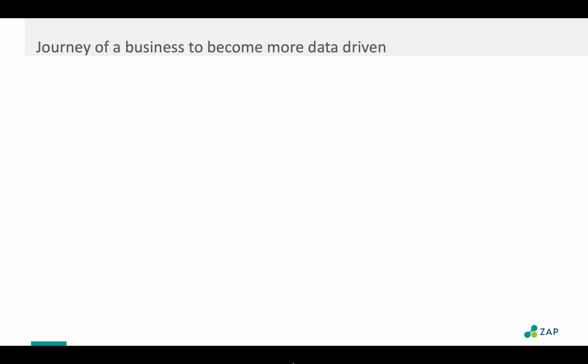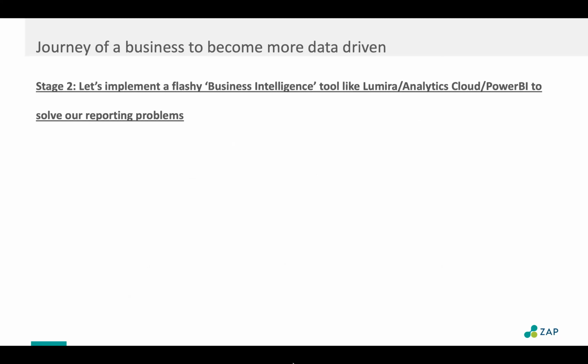So stage 2 is, let's implement a flashy BI tool. This is a business intelligence tool. And I'll put some options out there. Lumira, Analytics Cloud, Power BI. Power BI is quite popular nowadays. And solve our reporting. This magic wand that'll solve everything, the troubles I'm facing.